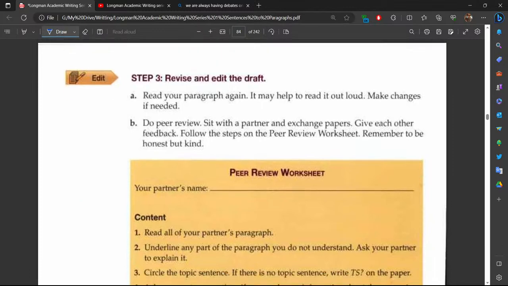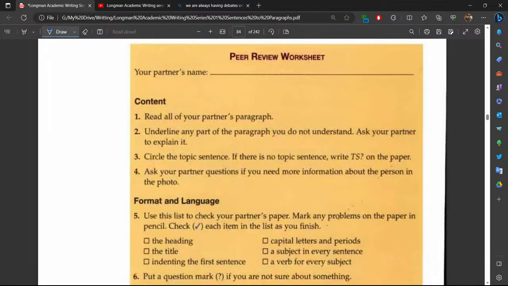Step 3. Revise and edit the draft. Read your paragraph again out loud. Make changes if needed. Do peer review. Sit with a partner and exchange papers. Give each other feedback. Follow these steps on the peer review worksheet. Remember to be honest but kind. Peer review worksheet.